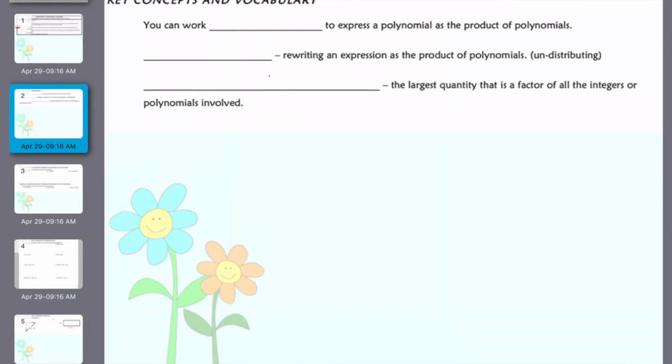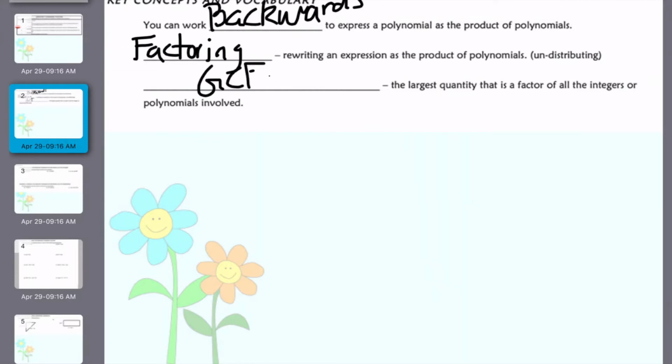You can work backwards to express a polynomial as the product of polynomials. And in fact, that's really called factoring. Factoring is the process of rewriting an expression as the product of polynomials. It's almost like you are undoing distribution or undistributing. And the last thing, the greatest common factor, which I'm just going to write as the GCF, is the largest quantity that is a factor of all the integers or polynomials involved.